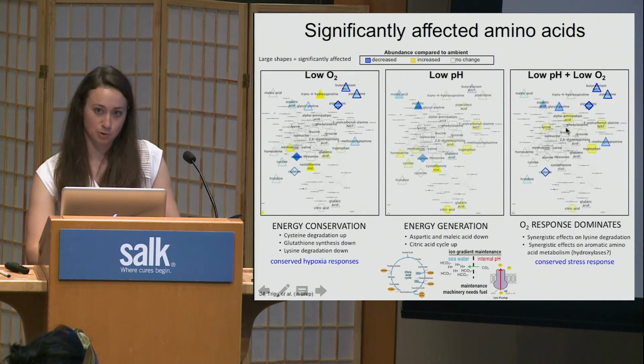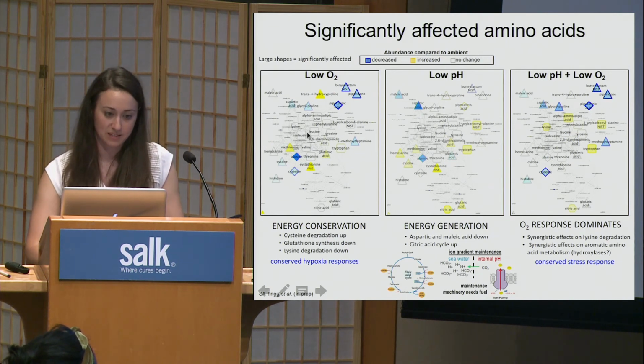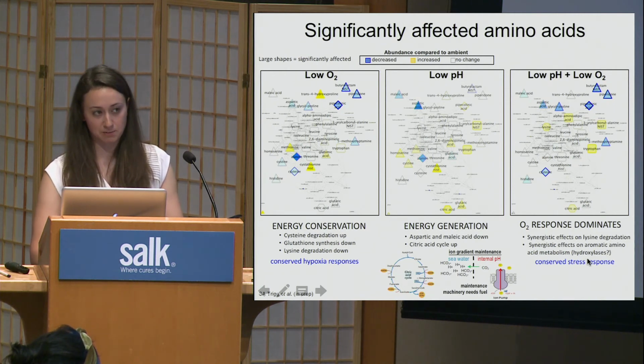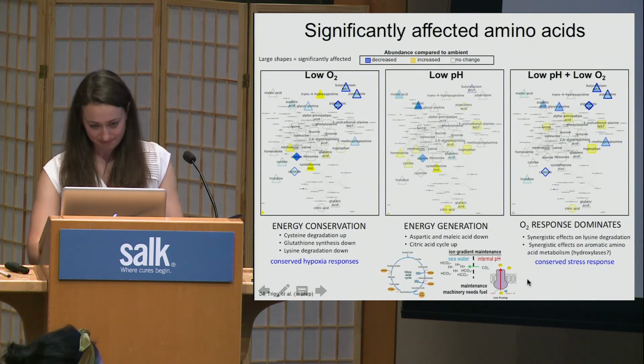And in the combined condition, we see in general that the low oxygen response tends to dominate. This network looks more similar to the low oxygen network. And we can see synergistic effects on lysine degradation, because here lysine is yellow, where in these ones it's not. And we can see synergistic effects on aromatic amino acid metabolism. And I think that has to do with hydroxylases, because those tend to be inhibited during stress response in other animals also.